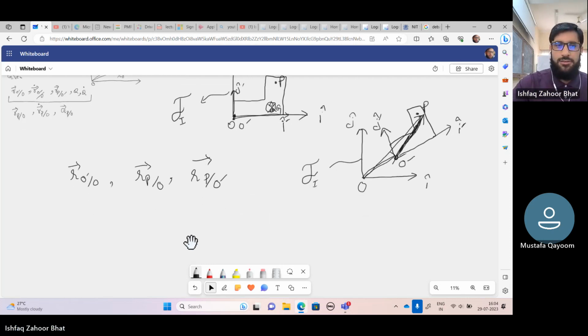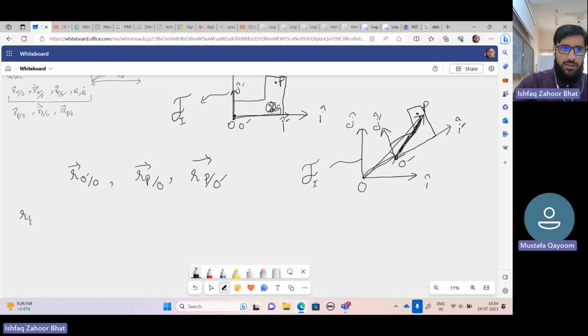Everything is fine. Yes, so we can write this R P with respect to O dash as C.